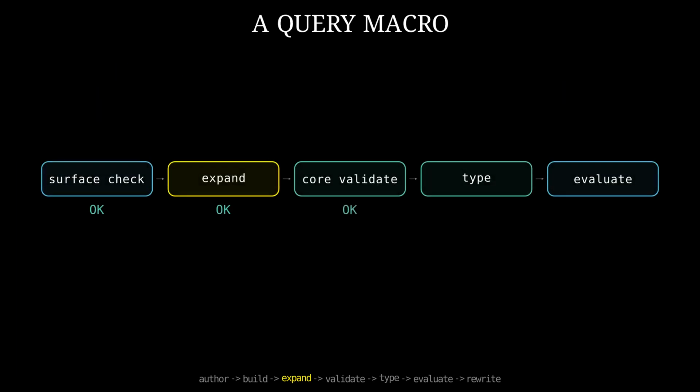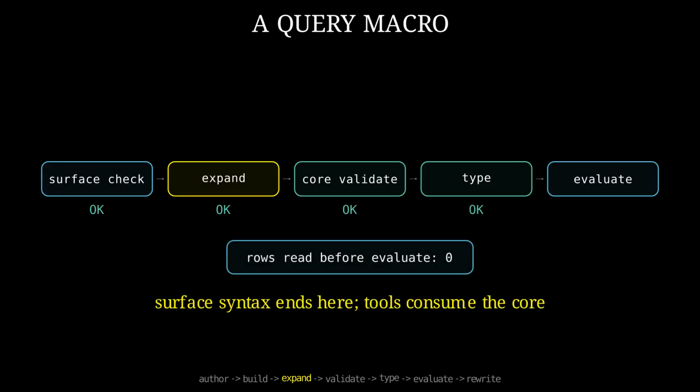Expansion gets its own phase. First check that the surface macro has the right shape, expand it, then validate and type check the core tree before evaluation. Expansion reads 0 transaction rows. It is not runtime evaluation. And it does not require taking arbitrary text and handing it to eval. A visible phase boundary gives later tools one canonical program to trust.